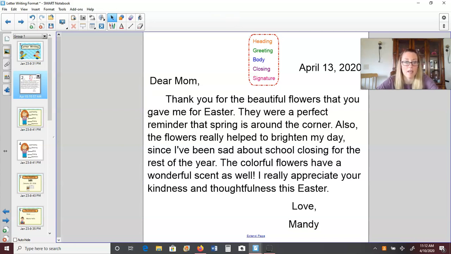So I've got the heading in the top right corner, April 13th, 2020. I've got my greeting, Dear Mom, comma, the body of my letter. Thank you for the beautiful flowers that you gave me for Easter. They were a perfect reminder that spring is around the corner. Also, the flowers really helped to brighten my day since I've been sad about school closing for the rest of the year. The colorful flowers have a wonderful scent as well. I really appreciate your kindness and thoughtfulness this Easter. Love, Mandy. So then my closing and signature. All right, so that completes my letter.